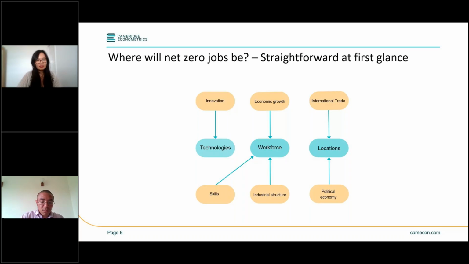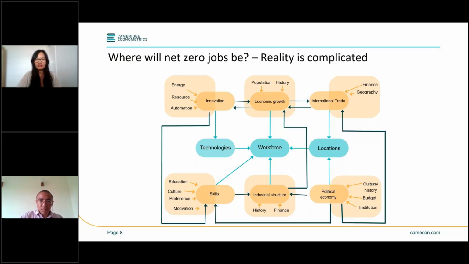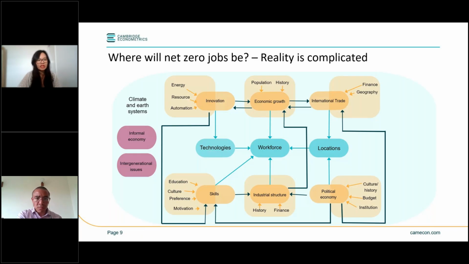Overall, it's reasonably clear to follow and understand, unless there's more to the eye. So what if we also think about the drivers of the drivers? What if the drivers also interact with each other? Then how do we know which one comes first? What about things that we don't see as obvious, such as the role of nature, the role of the informal economy, and how the impacts of the transition may change over time, which will have intergenerational implications?